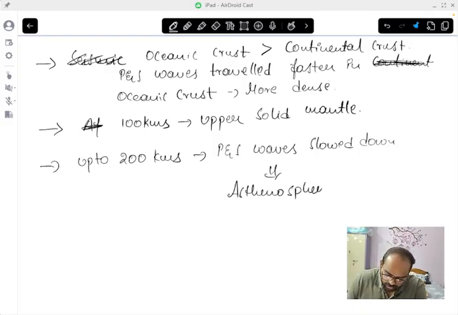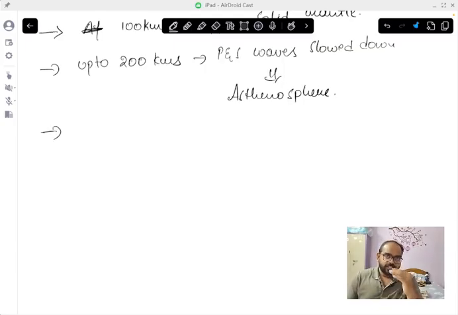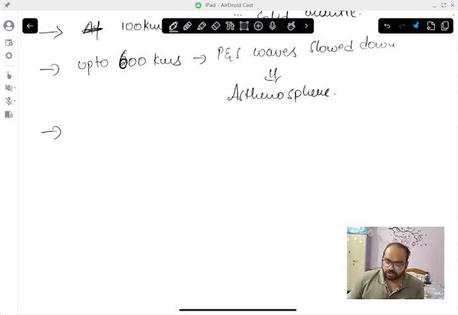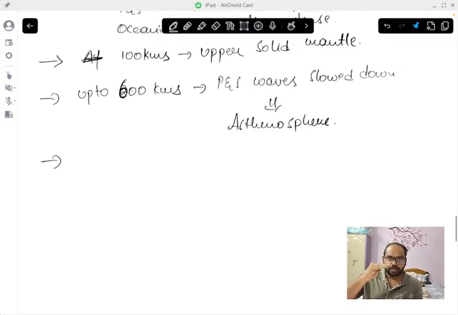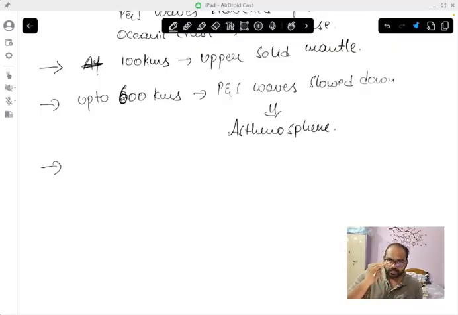Okay, and beyond 200 kilometers, sorry, up to 600 kilometers, P and S waves were slowed down, indicating that beyond 100 kilometers, that is after the upper solid mantle part, from 100 kilometers to 600 kilometers, P and S were slowed down, indicating a fluid form called the asthenosphere.